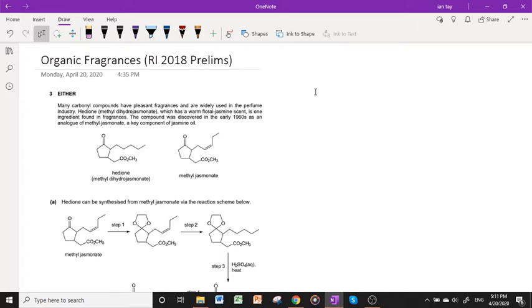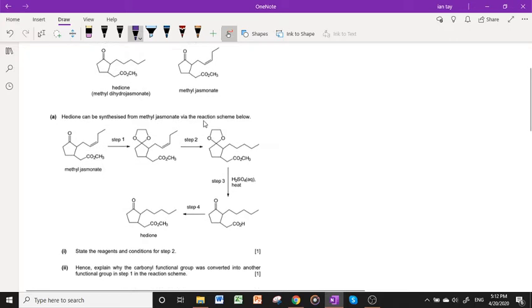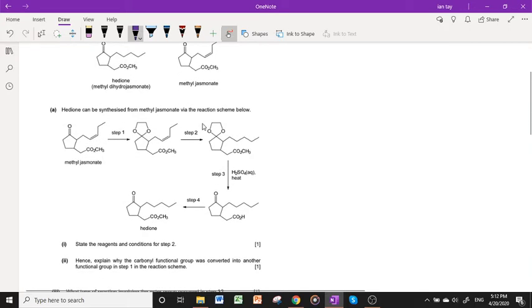Many carbonyl compounds have pleasant fragrances and are widely used in the perfume industry. So this one has a warm floral jasmine scent. Okay, interesting. Analog of methyl jasmonate, a key component of jasmine oil. Okay, so this hedione can be synthesized from methyl jasmonate via the reaction scheme. Okay, so let's see what happens.